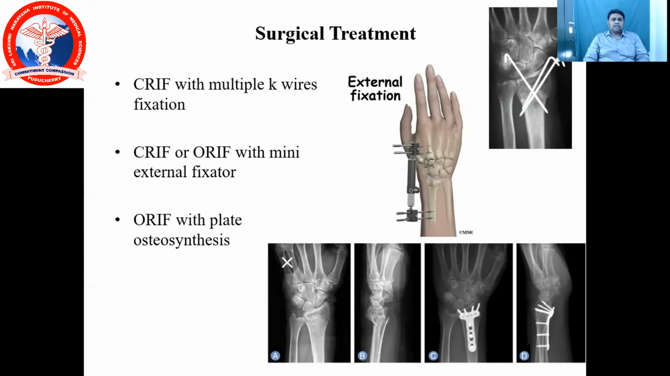Another method is closed reduction. You can do a closed reduction, or you can do an open reduction with mini external fixator application. Another type of treatment is the open reduction internal fixation with plate osteosynthesis. So plate means we can use a distal radius plate.